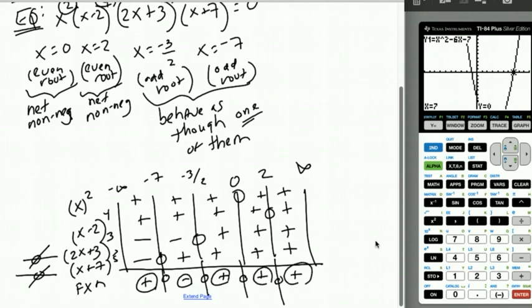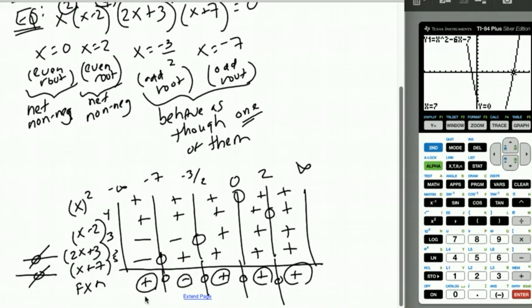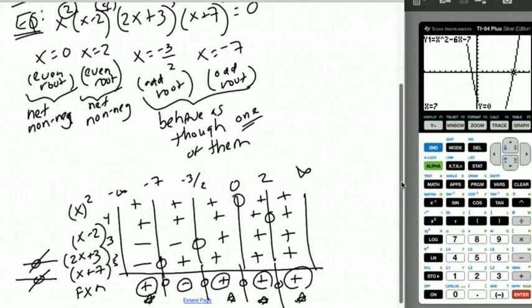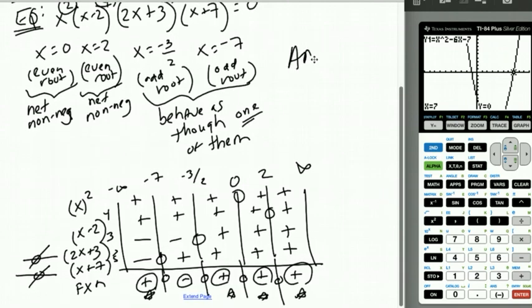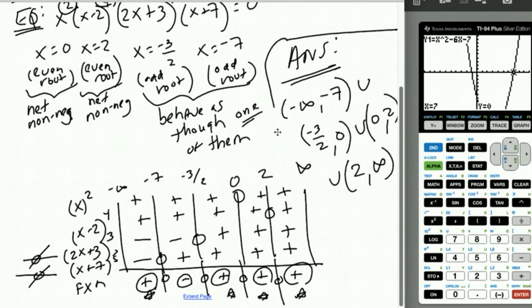So if you're asked when this function is positive, the answer is here, here, here, and here, but you can't include the spots where it's 0. So your answer is going to be -infinity to -7, parentheses, and -3/2 to 0, skipping over 0, 0 to 2, skipping over 2, 2 to infinity. And that is our challenge problem.